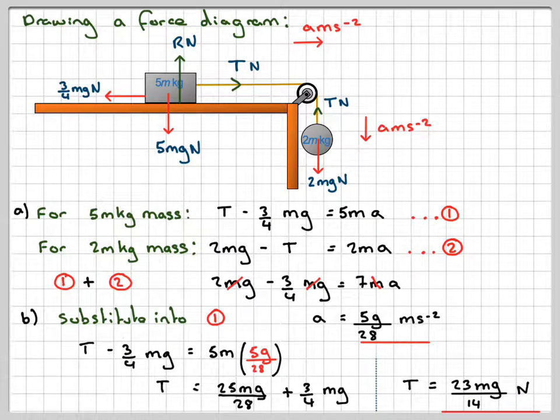So in this video, we have found an expression for both the acceleration and the tension of a connected object.